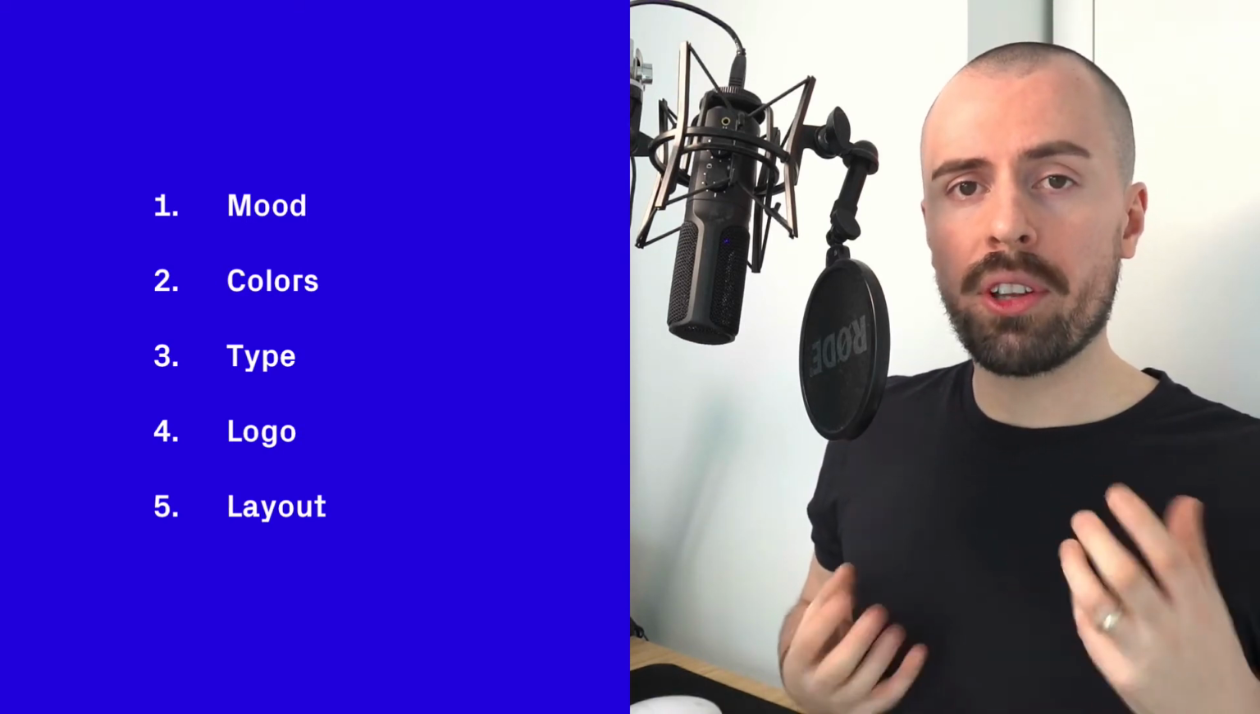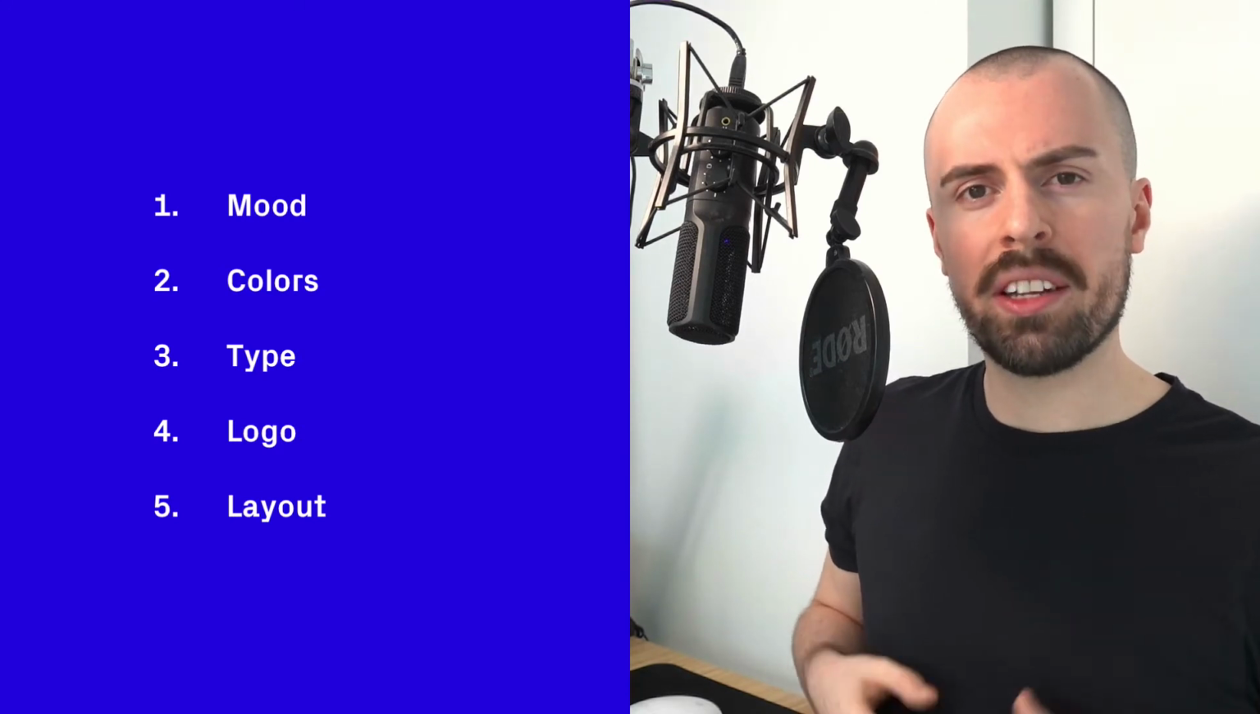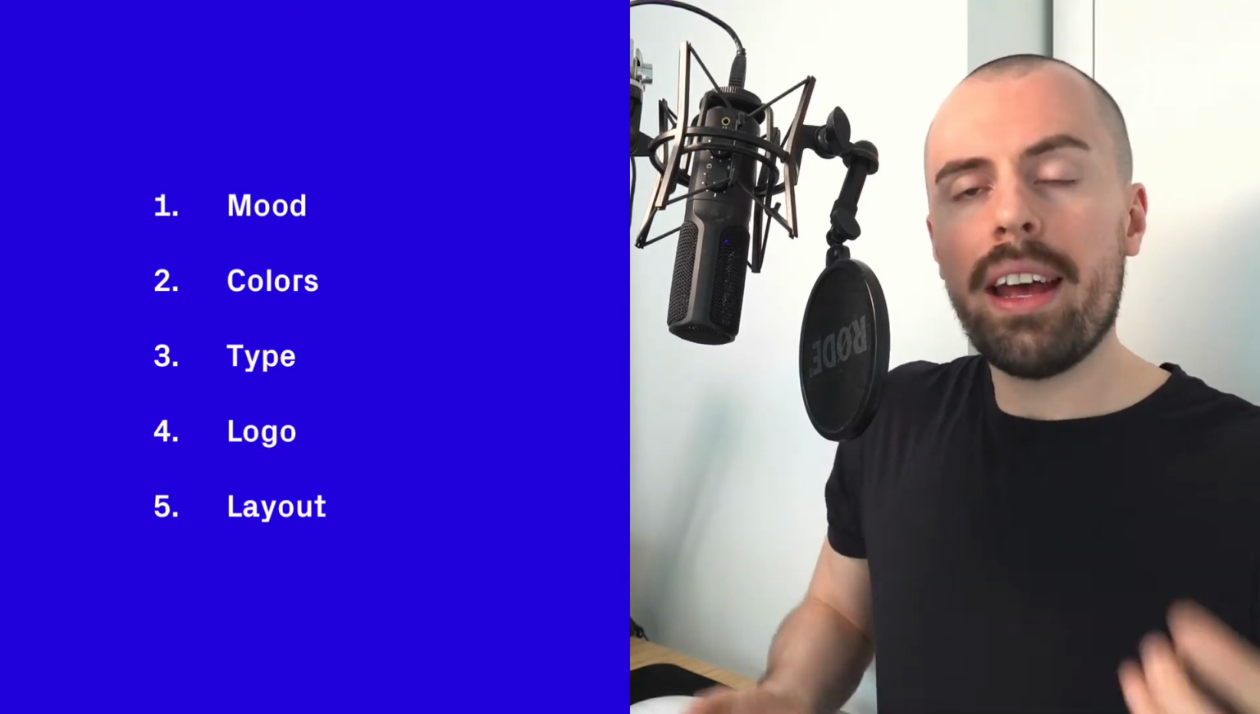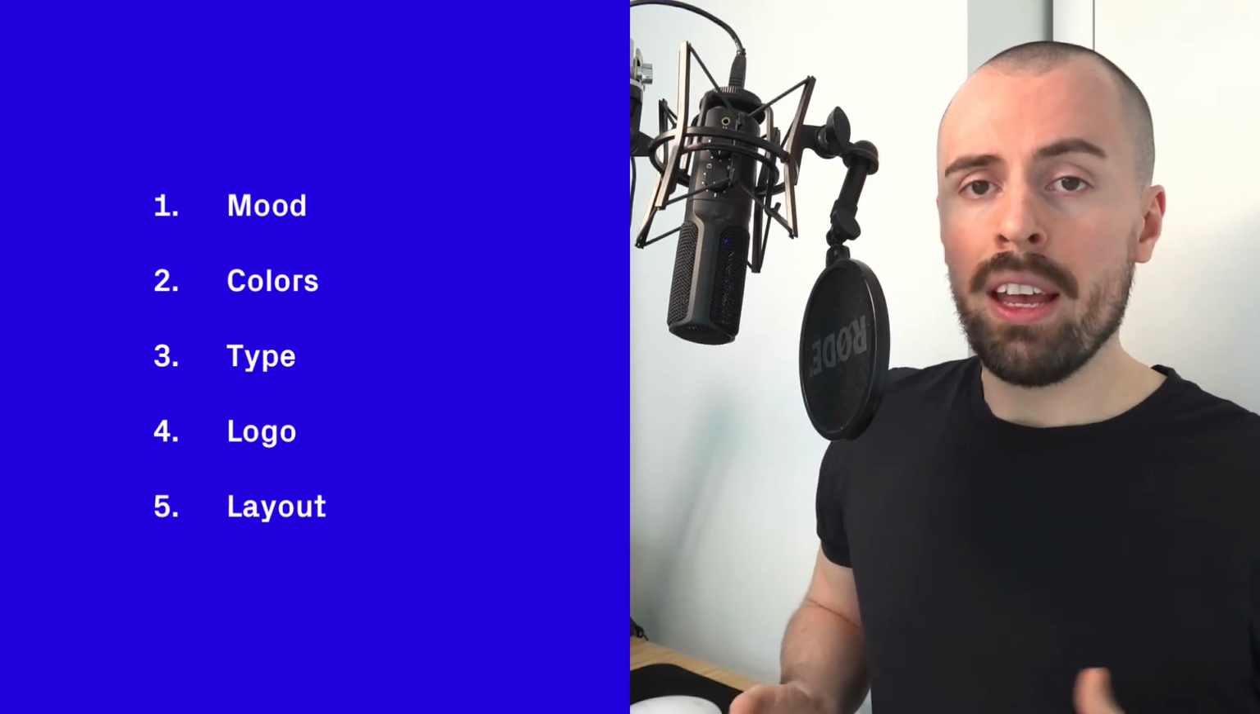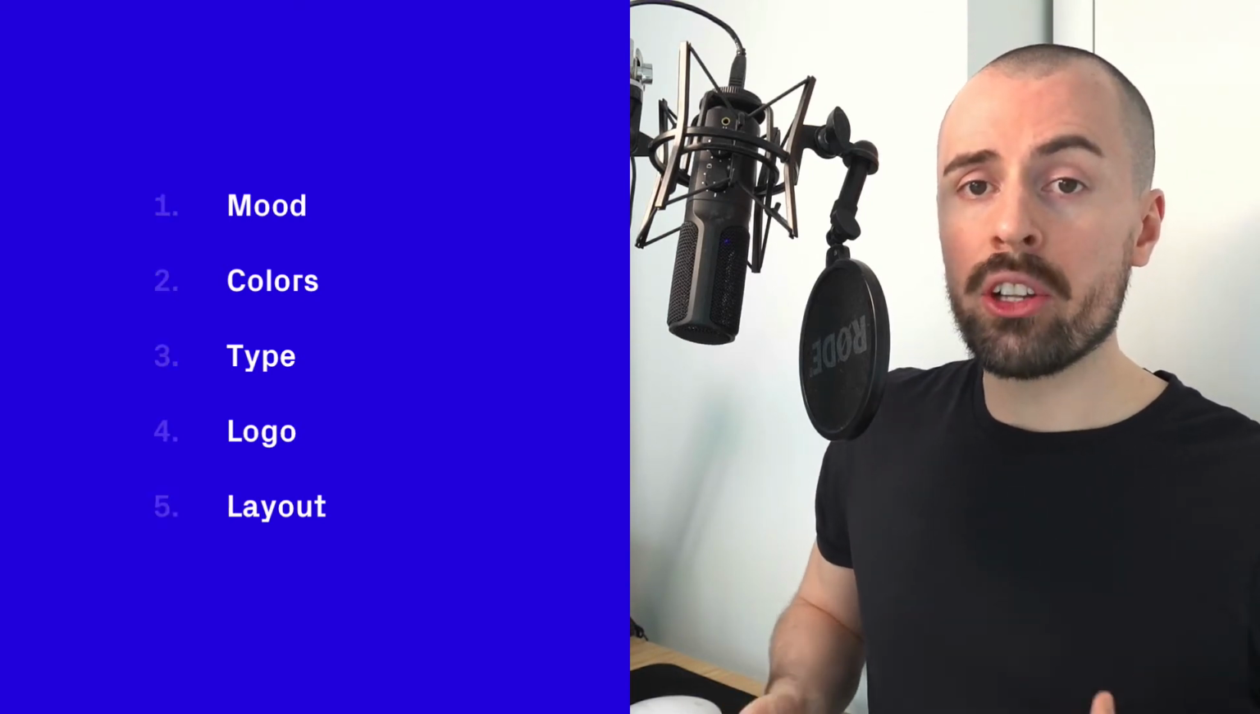And once we've worked on those 3, the mood, the colors, and the type, we can start to think about the logo. And then once we've got all of these things together, we can work on the layout of the website. And eventually what we'll do is we'll take that layout and turn it into a real website, of course. Now, there are 3 things we need to think about as part of this.